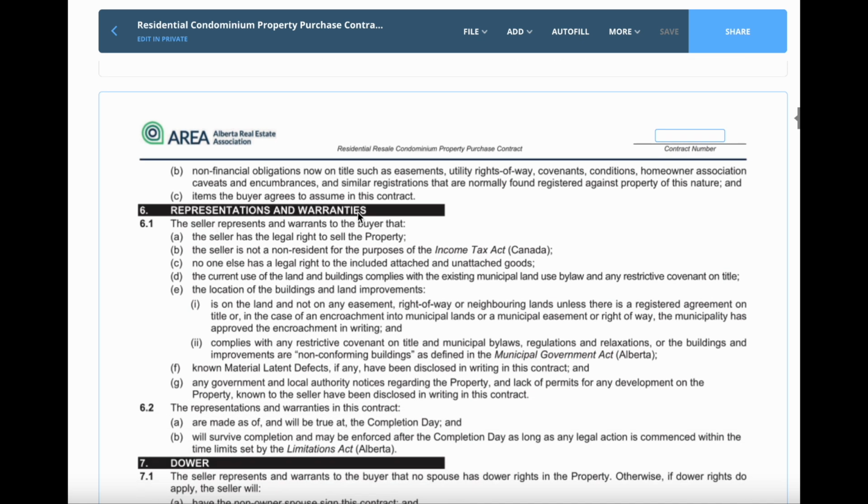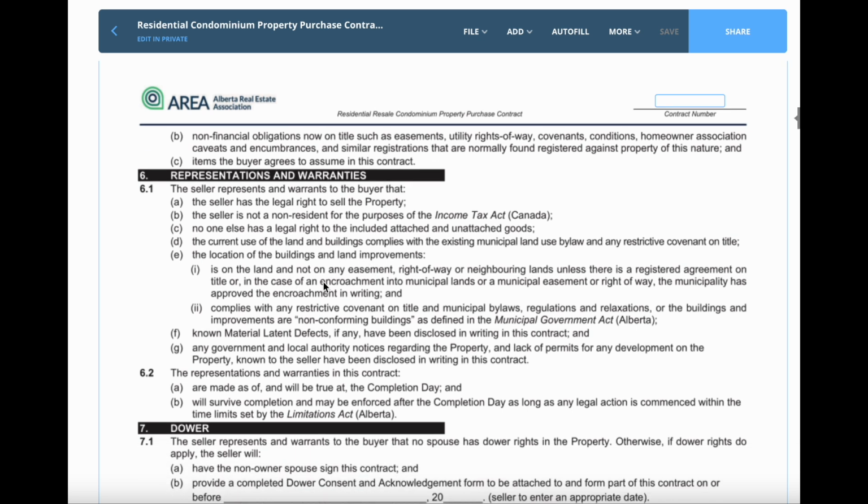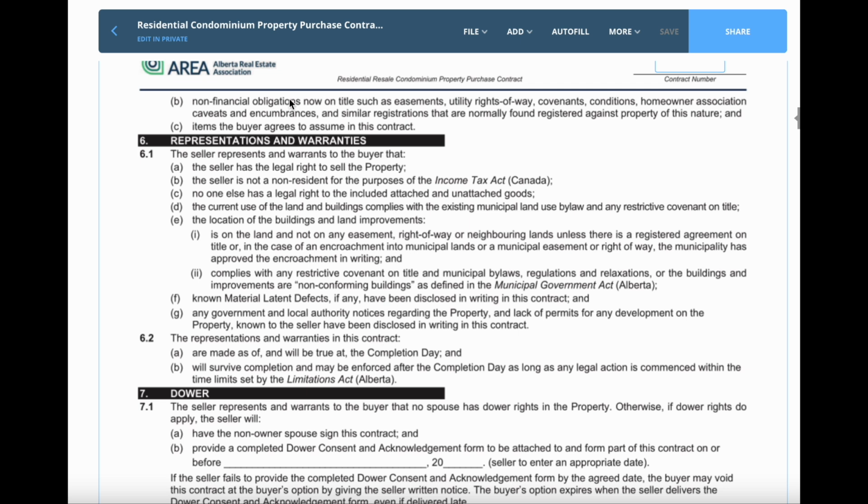All right, representations and warranties. This is important. So the seller again warrants to the buyer that he has the right to sell the property. He is not a non-resident, so that means he is a resident of Alberta for tax reasons. No one has a legal right to the attached or unattached goods, so he owns everything that's in the house and that's being sold with the house. The current use of the land and buildings is, of course, not something that would not comply with the law, the location and improvements. So all of this is basically for the seller. This is what the seller is telling us, that everything they're selling is in an okay state.